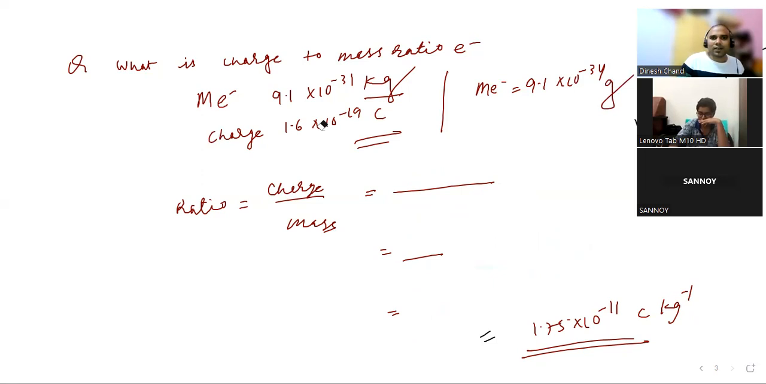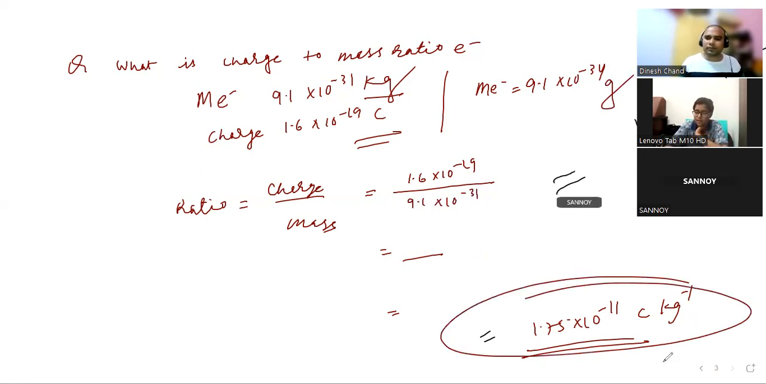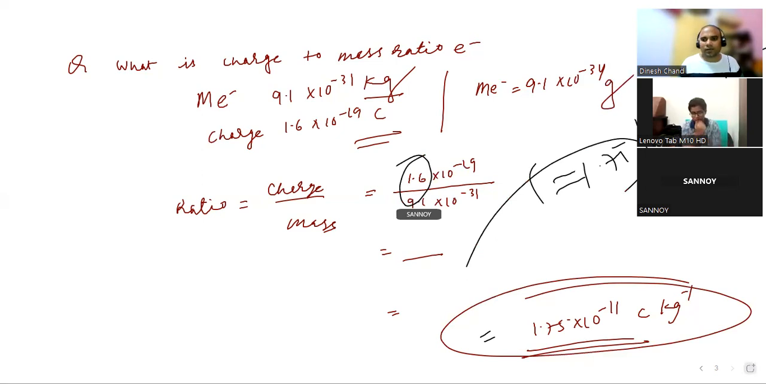Got it? Charge is 1.6 into 10 power minus 19 and mass is 9.1 into 10 power minus 31, then it will come out like that only. It will come to nearby 1.75 only. Okay.